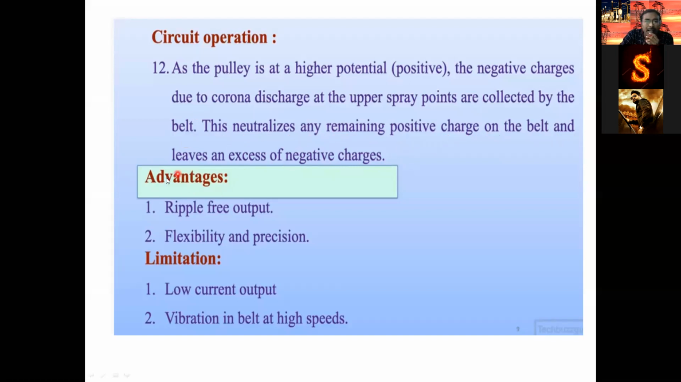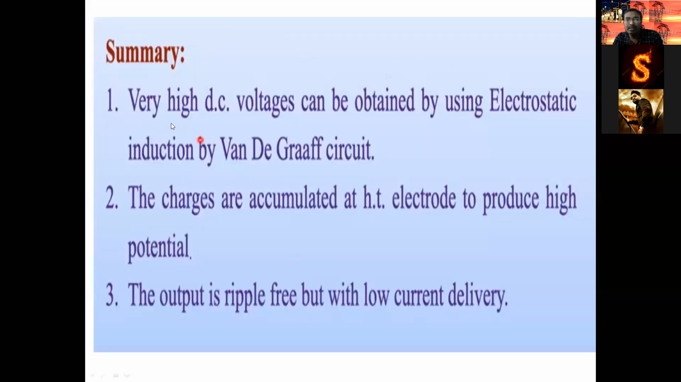Okay. Next, advantages: ripple-free output, flexibility and precision. These are the advantages. And the limitations: low current output and vibrations in the belt at high speeds. If the belt is rotating at high speeds, there is a possibility of vibrations in the belt. That's why it is limited to a speed of 15 to 30 meters per second. Okay, so in summary, this is about the Van de Graaff generator.